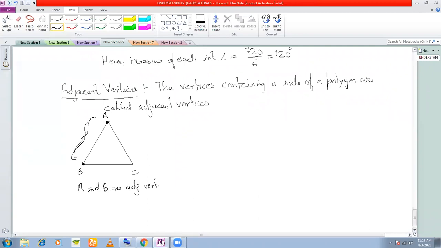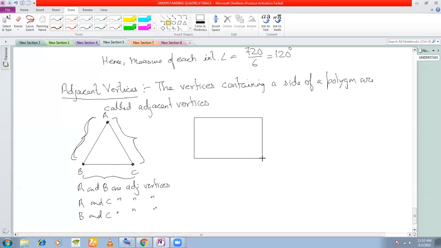Similarly, A and C can also be adjacent. I'm coming to that. If you see the side AC, it contains which two vertices? A and C. So A and C are also adjacent. If you see BC, the side BC contains the vertices B and C. So B and C are also called adjacent vertices. This was a very simple example of a triangle. Let's consider a rectangle.